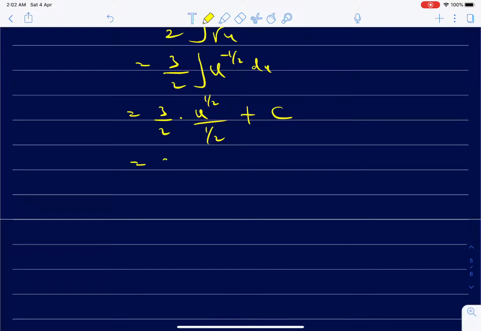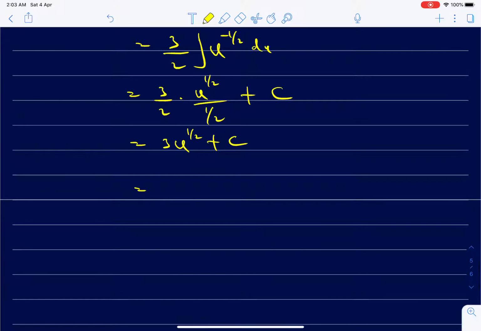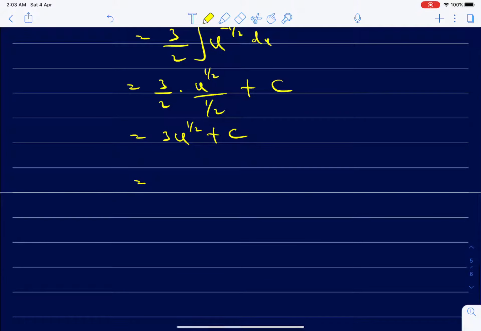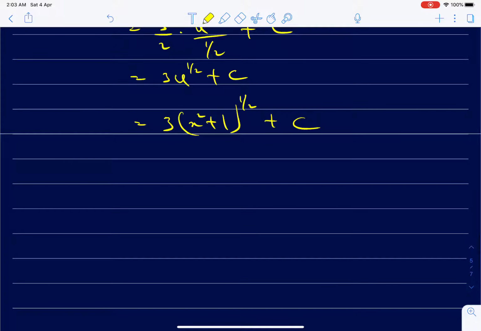Which is the same as 3u raised to power half plus c, where u is x squared plus 1, and that means 3 times x squared plus 1 raised to power half plus c.